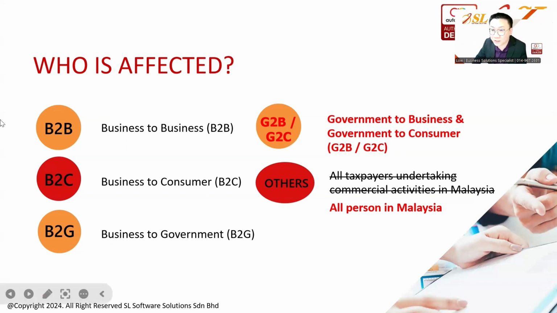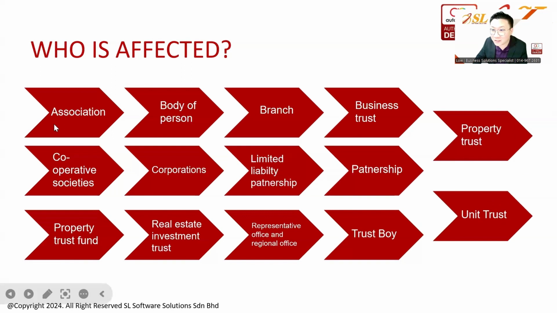Okay, the last one you see is already removed, from "all taxpayers undertaking commercial activity in Malaysia" and changed to "all persons in Malaysia." Meaning that this invoice is not only involved in commercial activity; non-commercial activity like donation to the temple, donation to the association, is all included. It's not exclusive from this invoice. So association, branch, partnership, business or non-business, Chinese temple, as long as you receive income, you still need to submit the invoice for all this income. How to submit? Every day or by end of next month? Later I will explain.